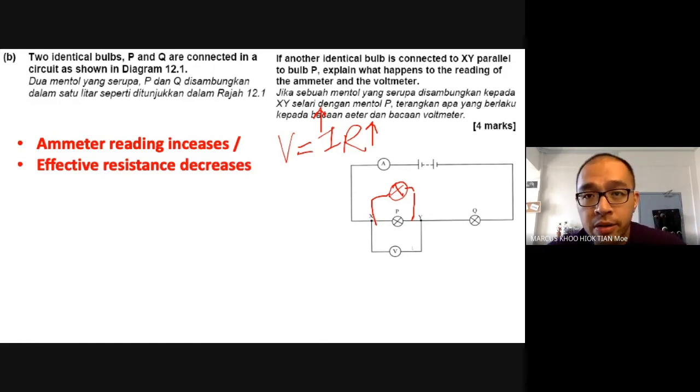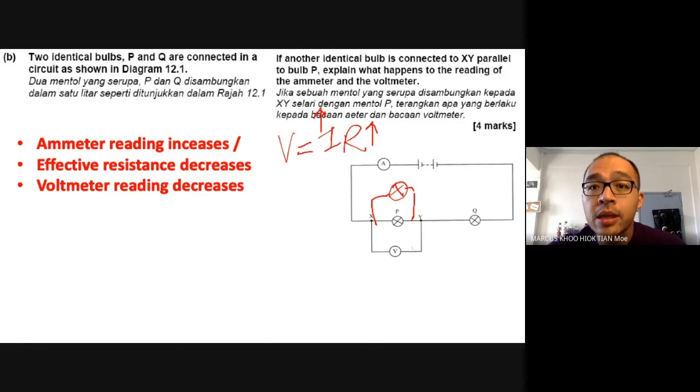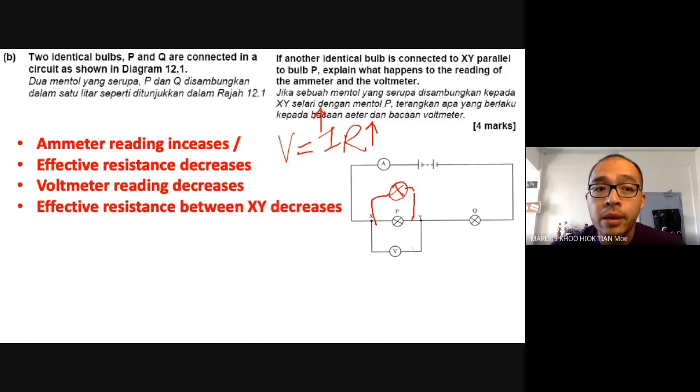Okay, and just like Jericho said just now, voltmeter reading decreases, and the answer is the same, because the effective resistance between X and Y also decreases. Okay, although the voltage across Q will increase.